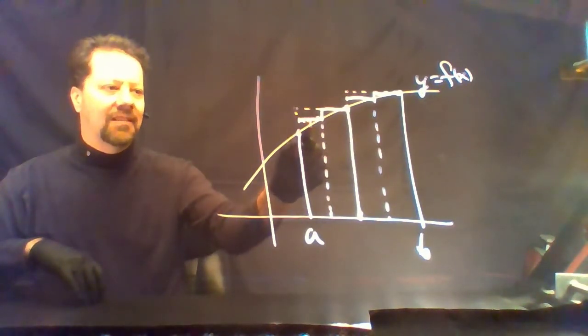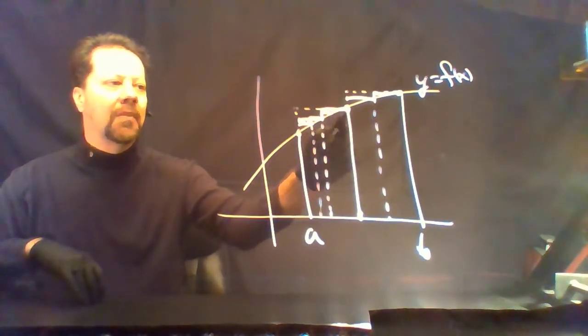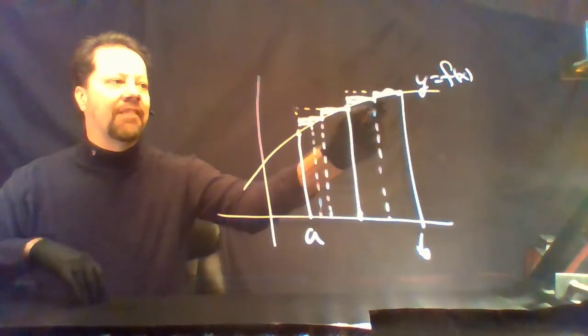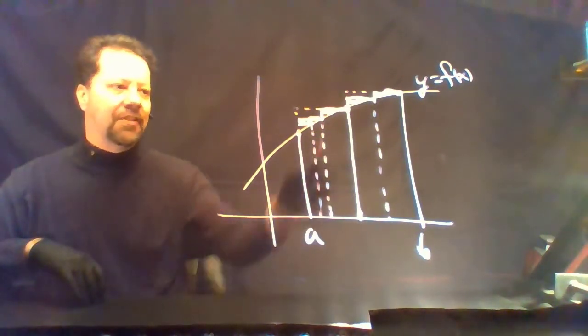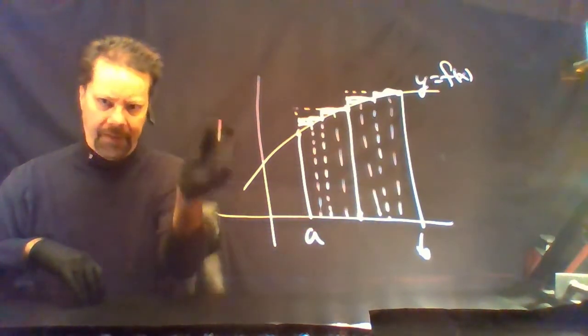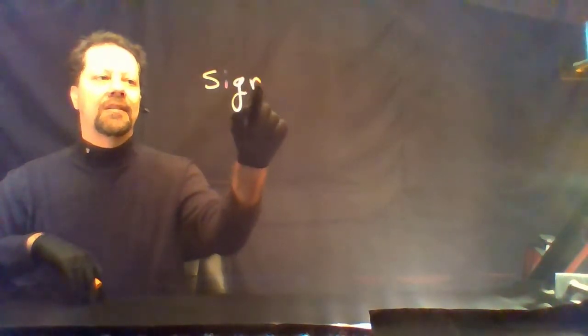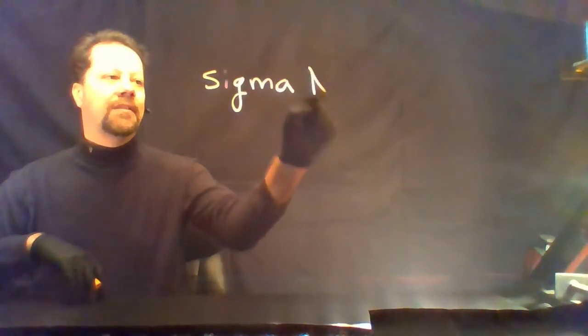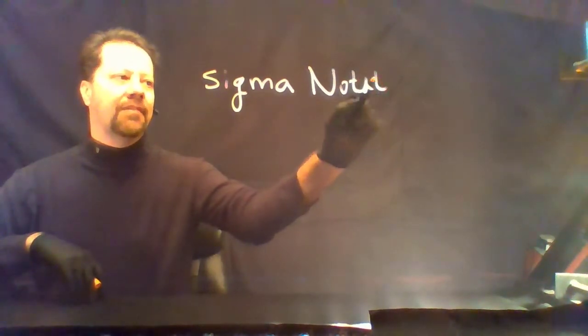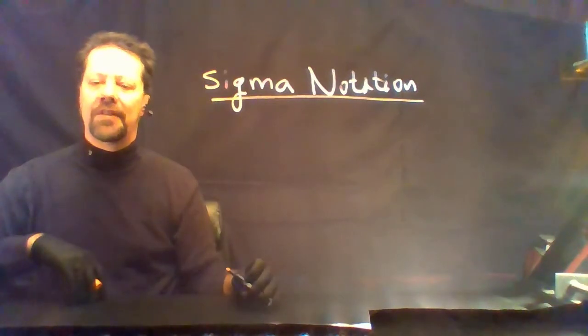Well, what if we divide them again? That worked out so well last time. We'll have even smaller errors after dividing each of these into even thinner rectangles. First, I need to introduce what is called sigma notation. You should be familiar with sigma notation from pre-calculus.